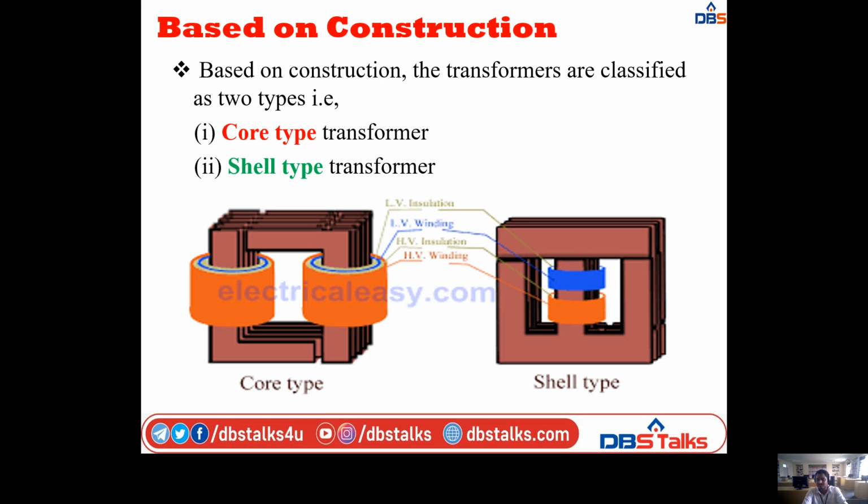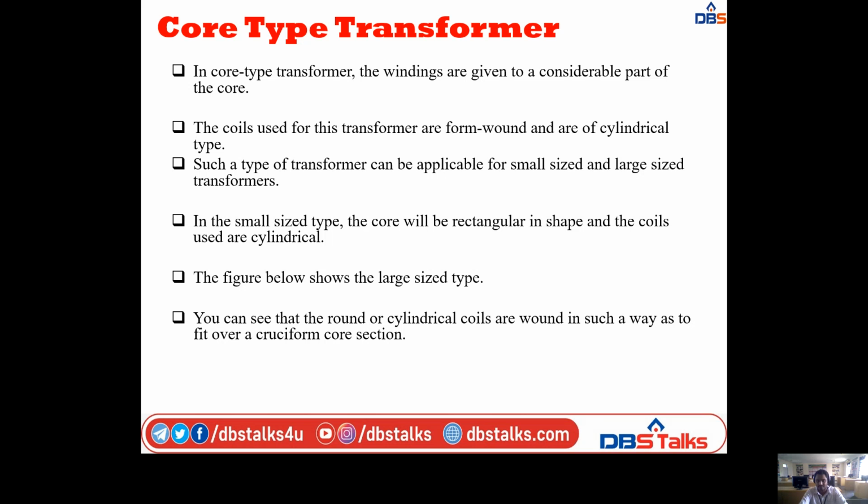Okay, these are the laminations which are used in the core type and shell type transformers. Why we are using these E, I and L shaped laminations, I will explain later. If you observe this diagram, we have the L shaped, E shaped and I shaped laminations, and then we have circles with different colors. The orange color indicates the high voltage winding for both transformers, and the blue color indicates the low voltage winding, and similarly the higher voltage insulation and lower voltage insulation also occur here. I will explain one by one in detail for the core type and shell type transformers. Firstly, I will discuss the core type transformer. In a core type transformer, the windings are given to a considerable part of the core. If you observe the diagram, you will understand.